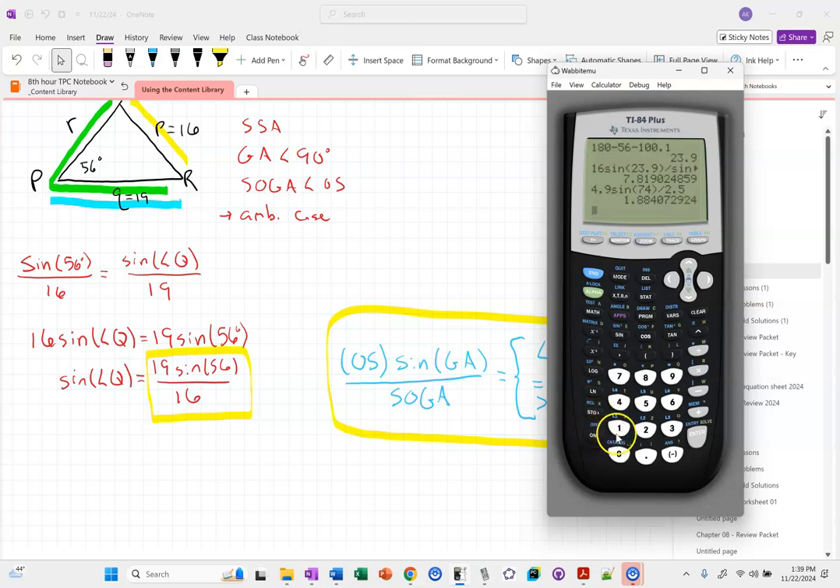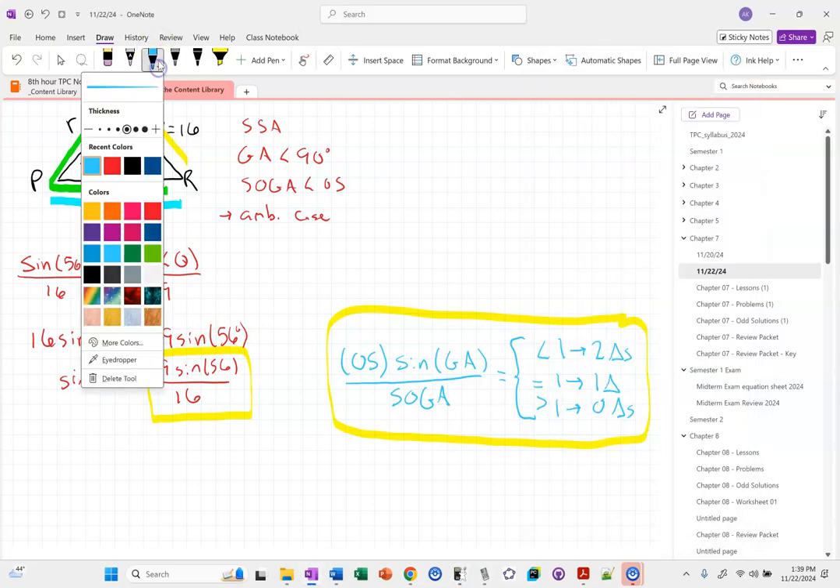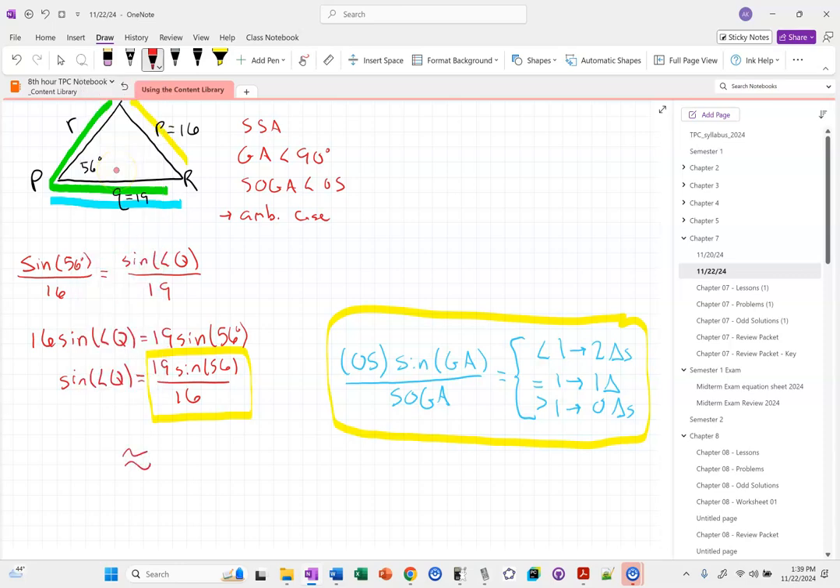We have 19 sine 56 divided by 16, and I get 0.984. Since that's less than 1, that tells me I have 2 triangles. So far, so good? Yep.